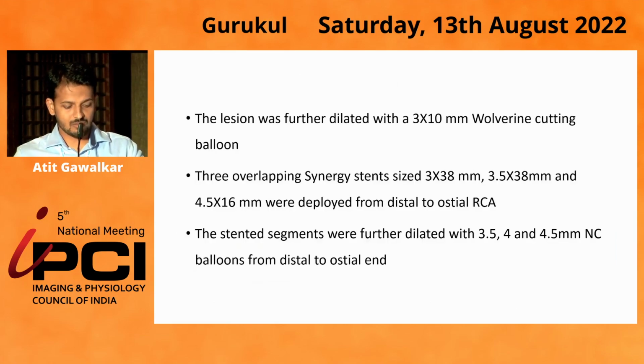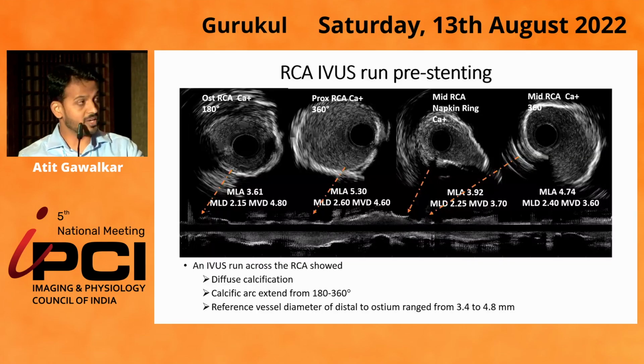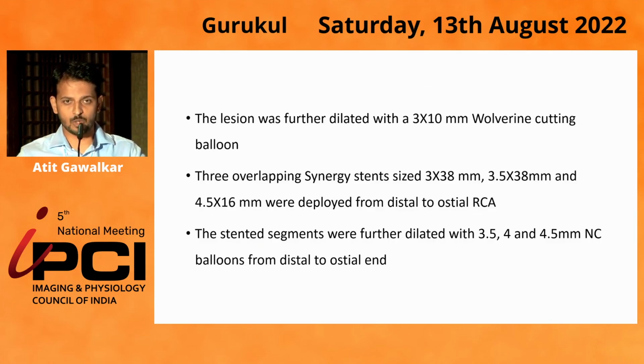After rotablation, and looking at the IVUS images, we knew we needed further plaque modification, so we used a cutting balloon of 3 mm. And after cutting balloon dilatation, we saw that there was adequate dilatation of the NC balloon after that. So we knew that the expansion was adequate and did not need any further calcium modification.